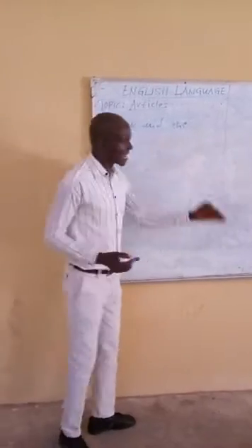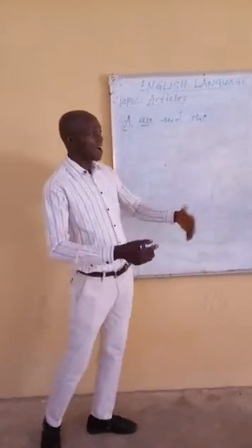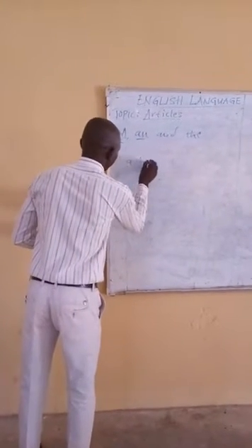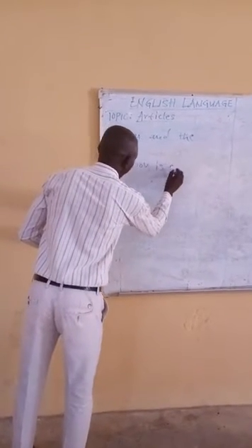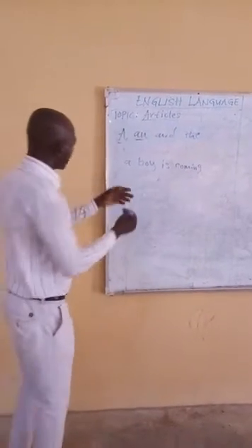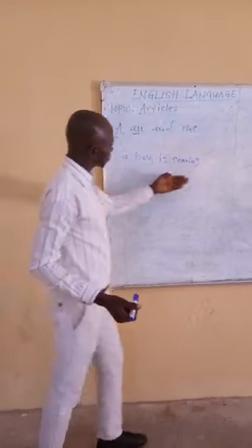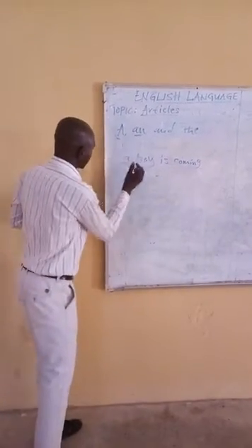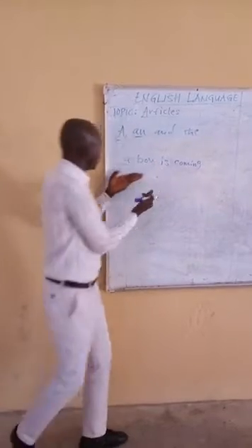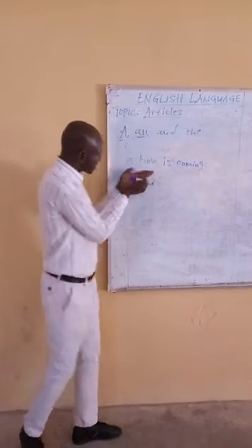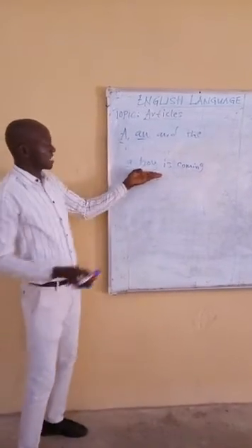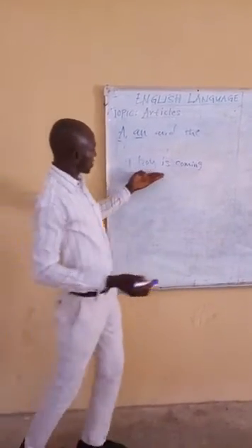The indefinite article is used for what? For general purpose. If I say, a boy is coming, a boy is coming. Now a as an article is modifying boy, which makes it what? A noun phrase. A boy, the noun as the subject of this sentence, now becomes a noun phrase. So a now is talking about a boy is coming.